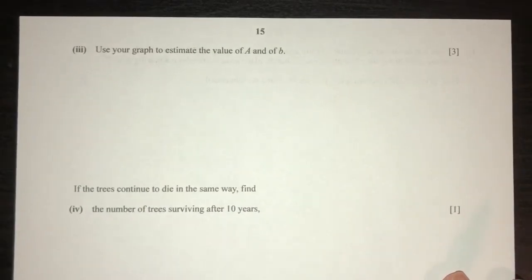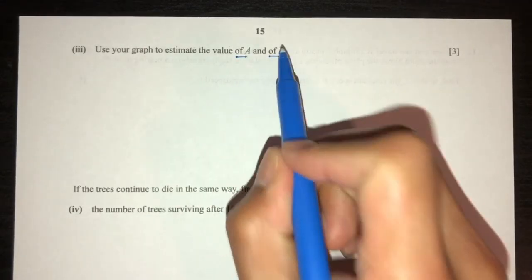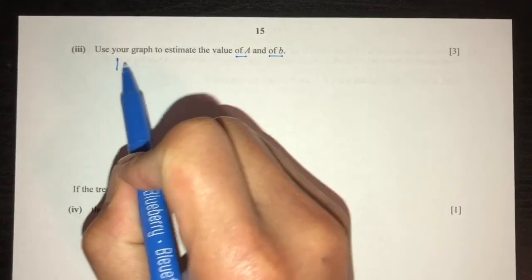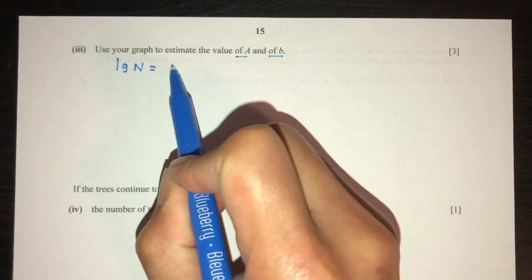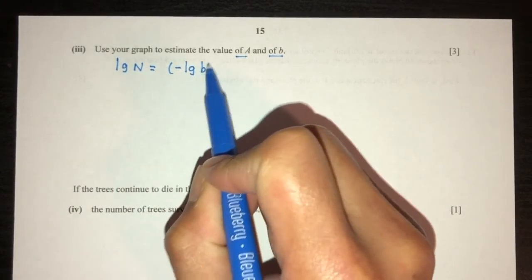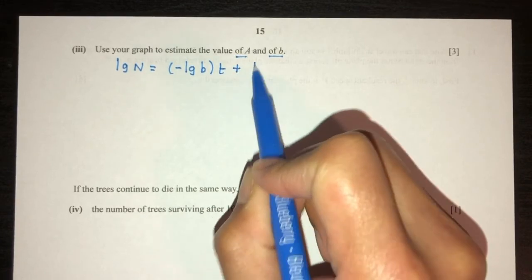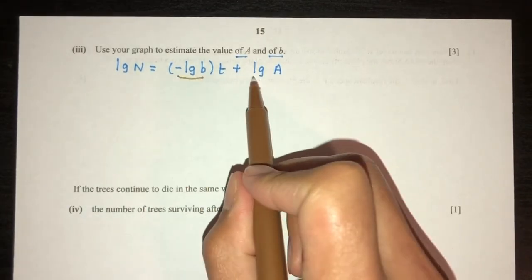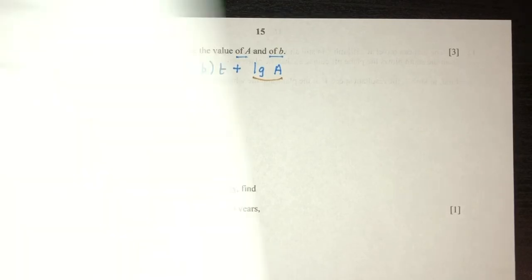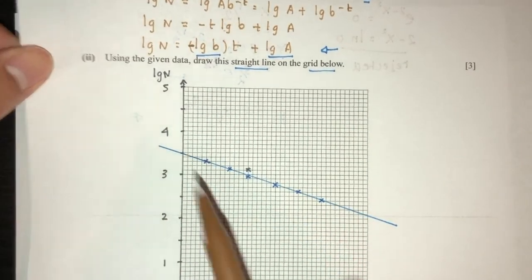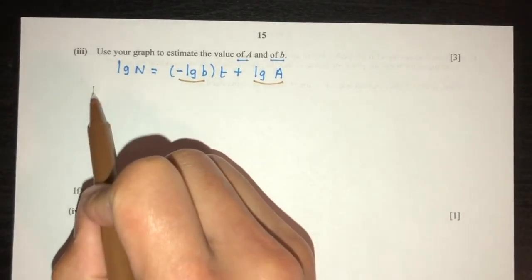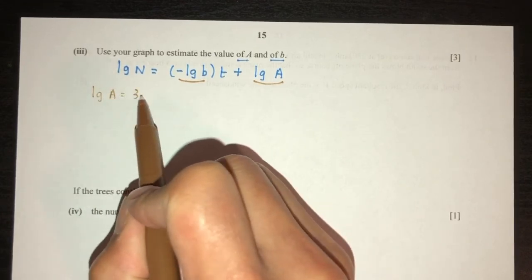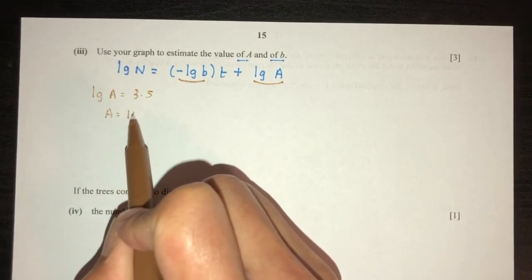Now let's move on to part 3 of the question. So use a graph to estimate the values of a and b. So to know that, let's first write down the equation that we have. Log of n is equal to minus log of b t plus log of a. So as you can see here, we have this value here is your gradient, and this is your y-intercept. So here we have y-intercept as 3.5. So let's write down we know that log of a is equal to 3.5, so a has to be 10 power 3.5.